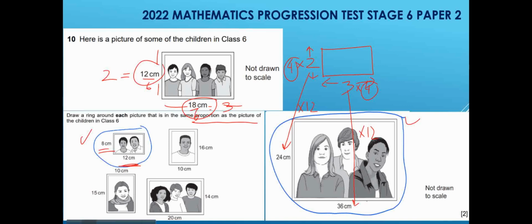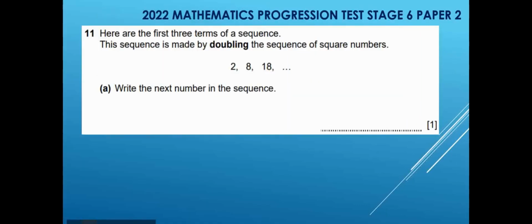Next, number 11. Here are the first three terms of a sequence. The sequence is made by doubling the square numbers: 2, 8, 18, and so on. Write the next number in the sequence. 10 seconds. 10, 9, 8, 6, 5, 4, 3, 2, 1.